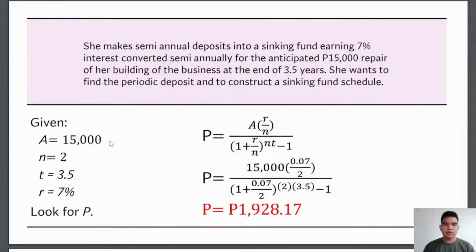We have identified that we're looking for P, or the payment amount. The given are A is equal to 15,000 pesos, N is equal to 2, T is equal to 3.5 years, and R is equal to 7%. From solving the problem, we have got 1,928.17 pesos. So, the periodic deposit is 1,928.17 pesos. But not just that, we're also trying to look for the sinking fund schedule.